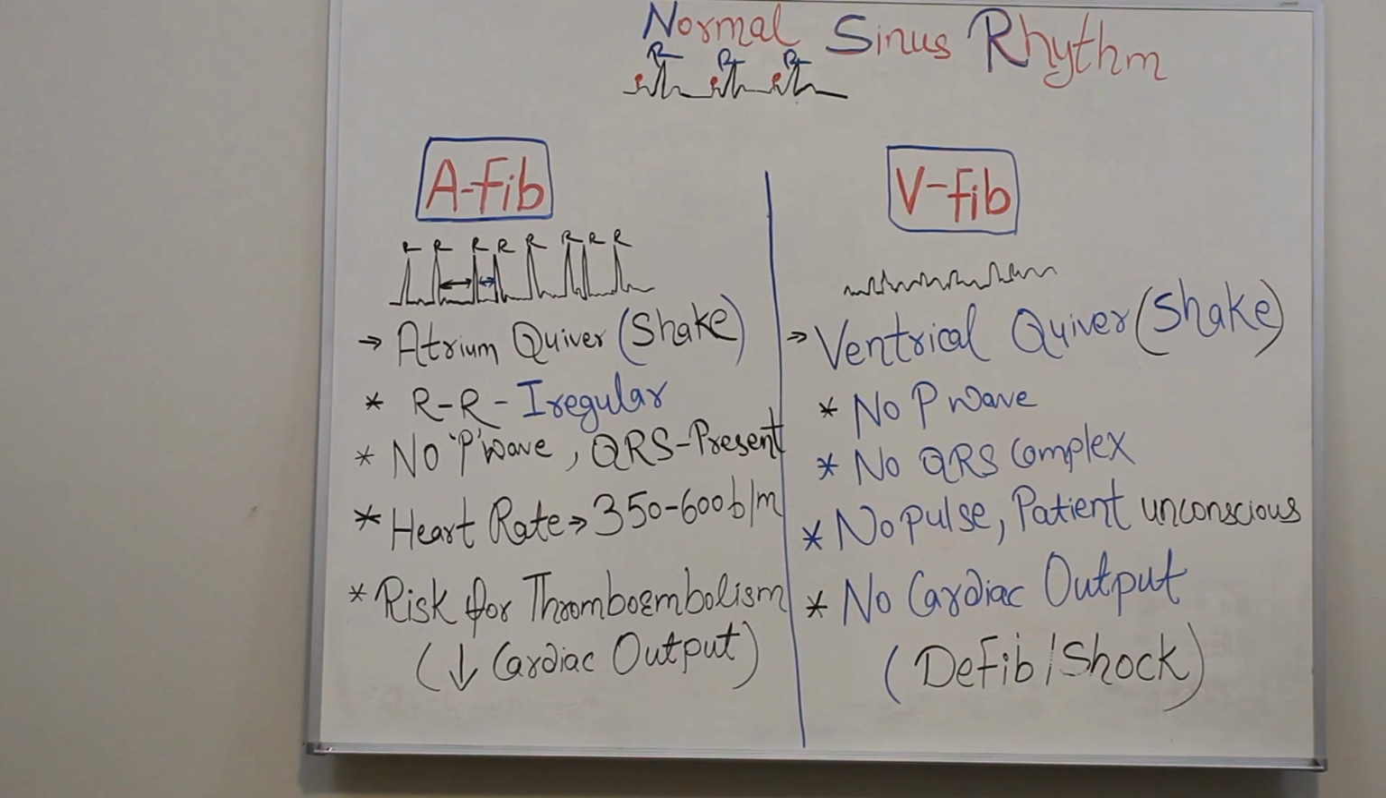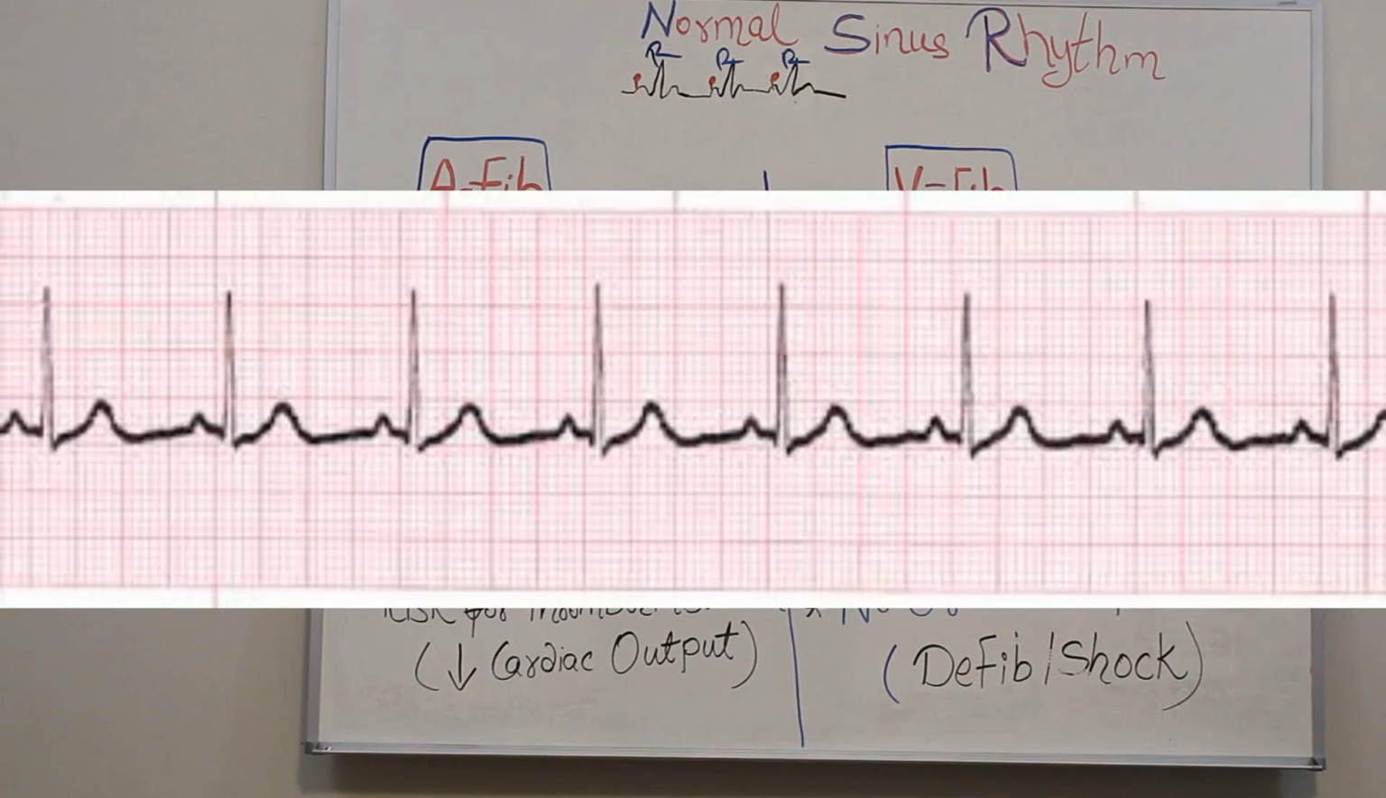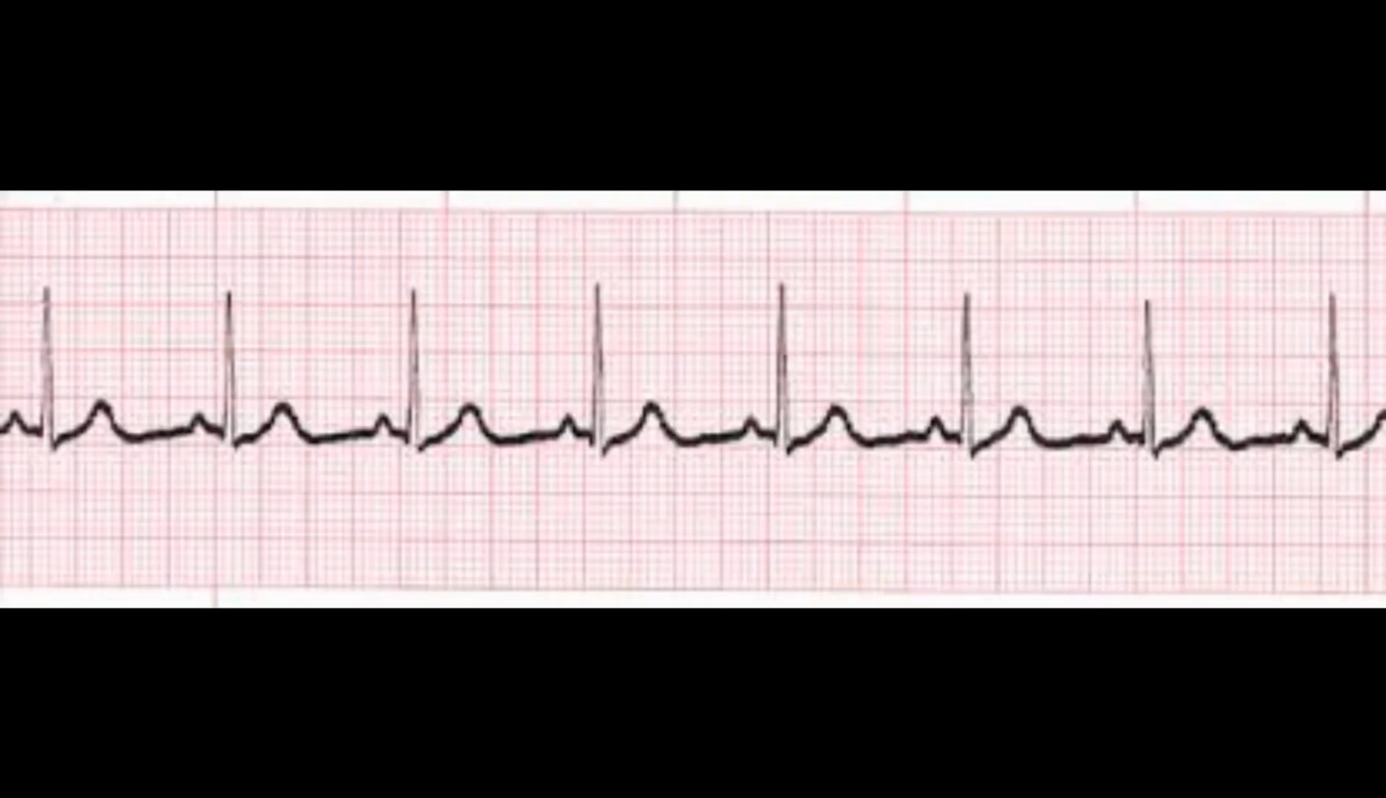So at top, there is normal sinus rhythm where there is a P wave, there is a QRS complex, and there is a T wave. And the distance between R to R is also regular. That means the distance from first R to second R and second R to third R are equal.